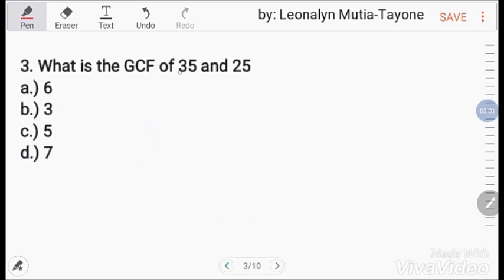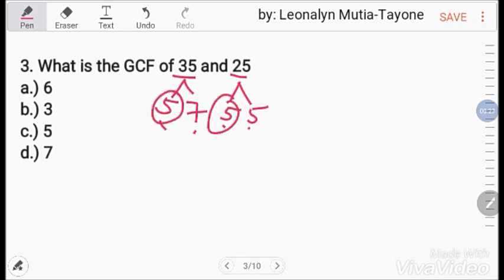Number 3, what is the greatest common factor of 35 and 25? First, we will find the prime factors of 35. Divided by 1, 2, 3, 4, 5. So, divided by 5, and that is 7. So, both are already prime factors. Next, 25 divided by 5. 5, and that is 5. So, these are also prime factors. Common nila ay 5, so the greatest common factor is 5.